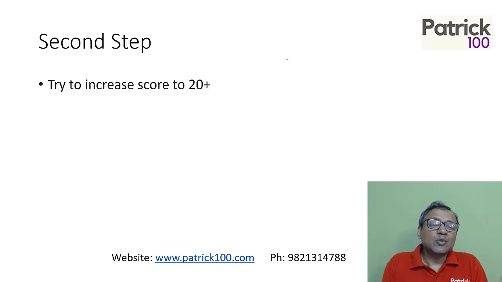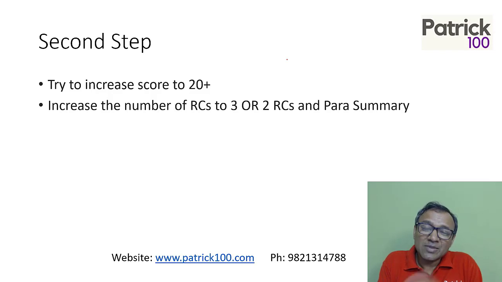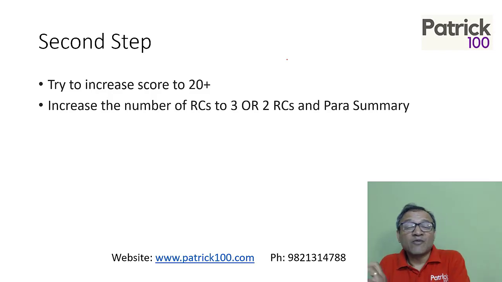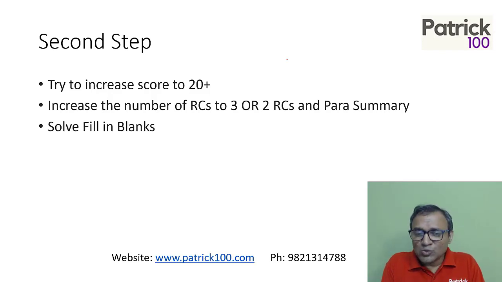Once you do that, the second step would be to increase the score to 20 plus, which means increasing the number of RCs. So maybe solve 3 RCs, or you can solve 2 RCs and parasummary. Either 3 RCs, which is 12 questions, or 2 RCs plus parasummary, whichever you're comfortable with. If you're comfortable with parasummary, solve parasummary with 2 RCs. If you're comfortable with RCs, solve 3 RCs. Solve fill in the blanks, 2 more questions.